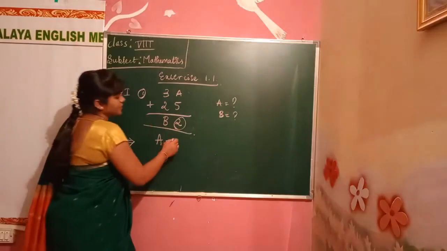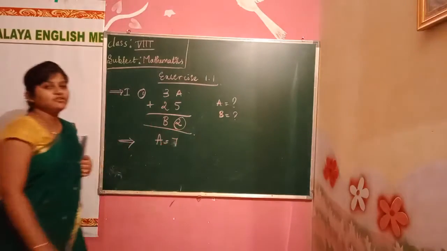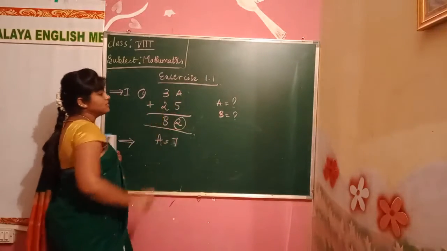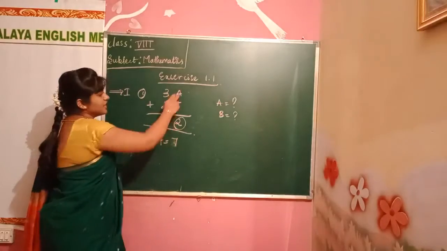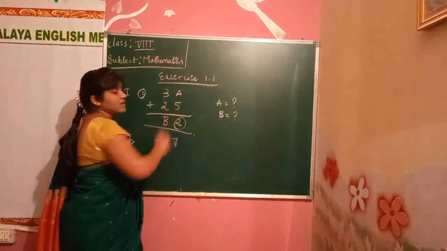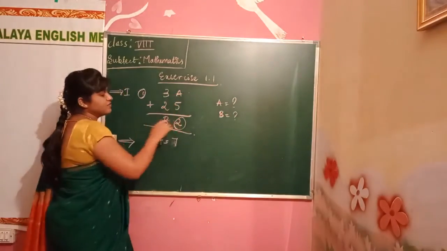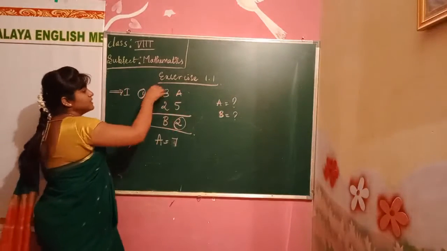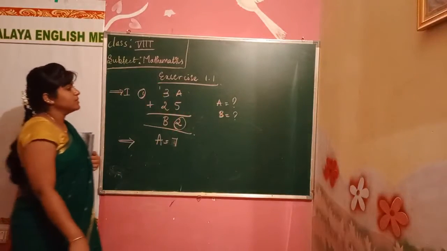Okay, again I am putting 7 here. A is equal to 7. Put the A value here. 7 plus 5 will be what? 12. Exactly, we got 2 here. 1 will be carried. Yes, 1 will be carried.